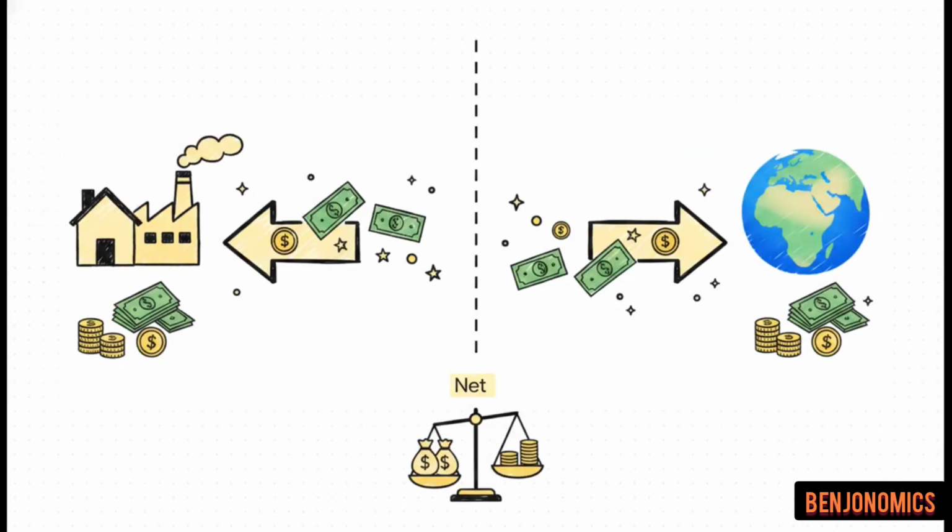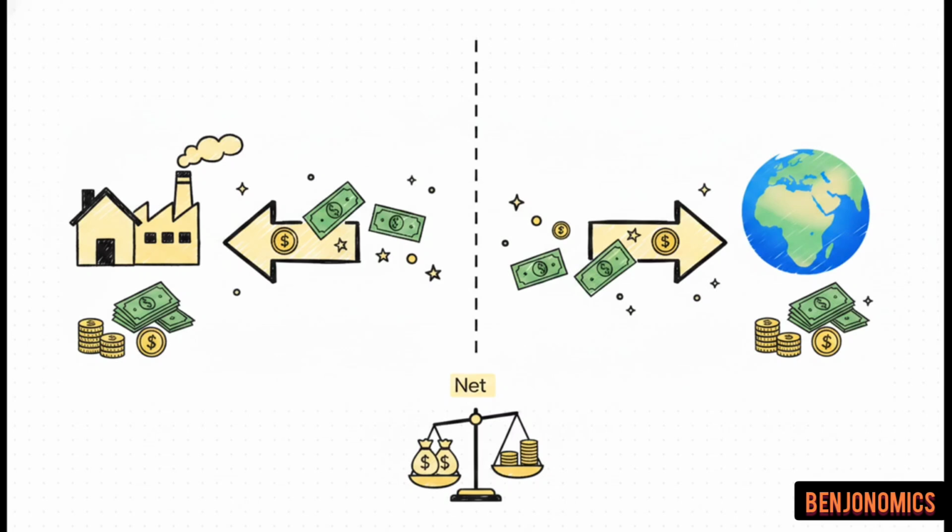Everything we've discussed up to this point, that's strictly domestic. To upgrade this to a true national calculation, we have to look beyond our borders. NFIA, or Net Factor Income from Abroad, is the vital bridge between domestic income and national income. It's actually a pretty simple comparison when you break it down.